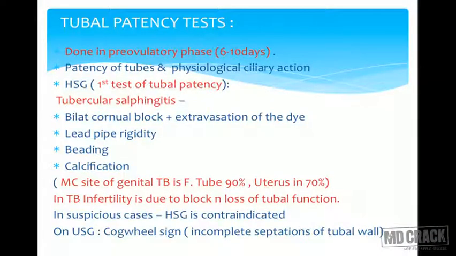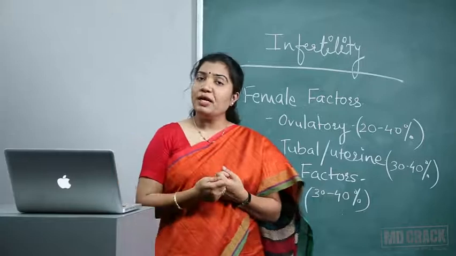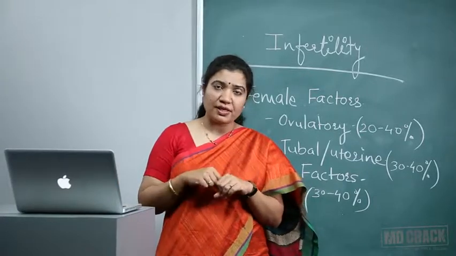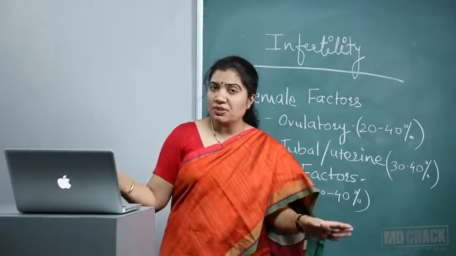Patency of tubes and physiological ciliary action we want to see in the tubes. First common test is hysterosalpingography. It's the first test of tubal patency. In that, radio-opaque dye is injected into the uterine cavity. The cannula is attached at the cervical end. The dye goes in the uterine cavity, then to the fallopian tubes and comes out.